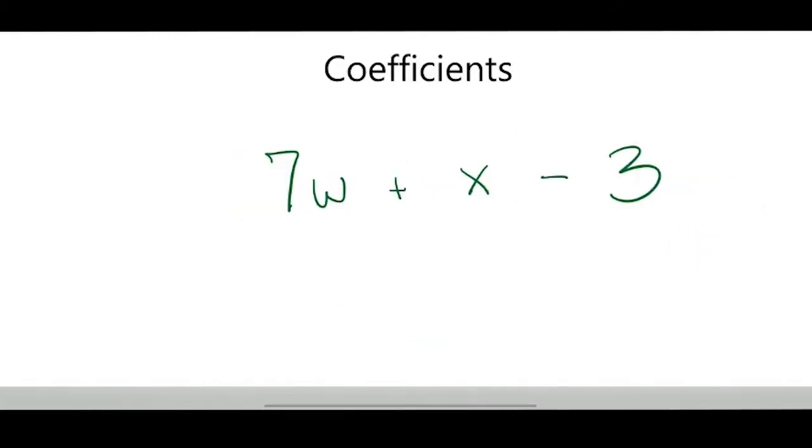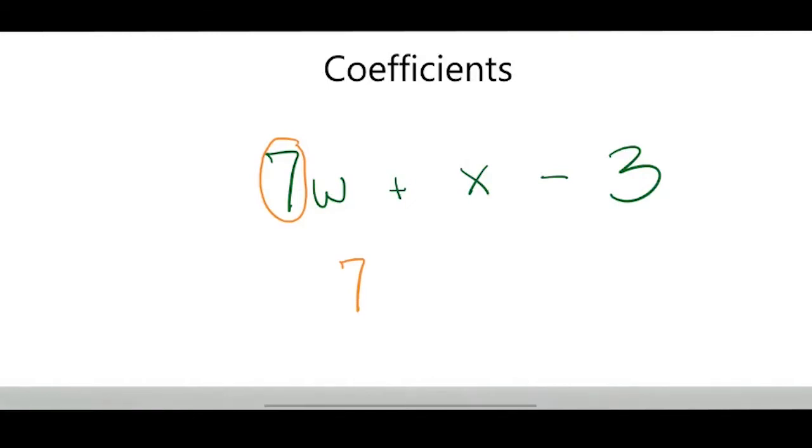All right, let's name the coefficients here. I see that I have a variable w, so in front of it is this 7. All right, so 7 is a coefficient. Next, I see the variable x, but I don't see a number in front of x.